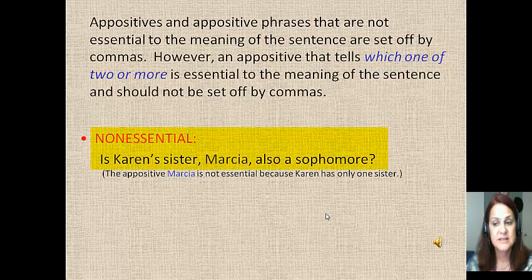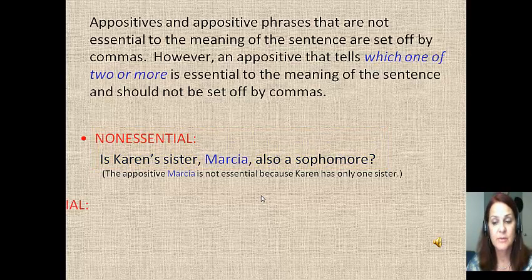Is Karen's sister Marcia a sophomore? Okay, so Karen only has one sister. Her name is Marcia. The hearer understands that. So in this example, Marcia would not be essential to the information because she only has one sister.